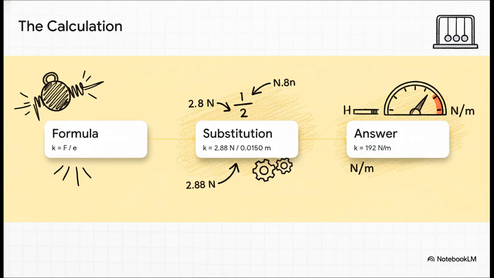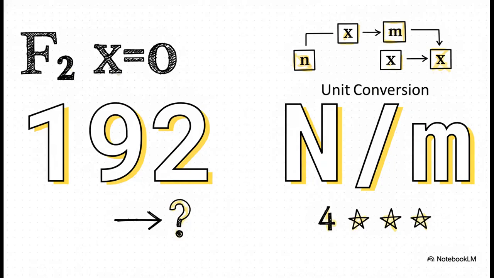All right, now it's just a matter of plugging the numbers into our rearranged formula. We slot in 2.88 newtons for the force, and our freshly converted extension, 0.0150 meters, for E. You can see exactly how it looks on screen. And when you punch that into a calculator, it gives us our final answer, 192. And don't forget the units, newtons per meter. So by showing your formula, the unit conversion, your substitution, and the final answer, you've just locked down all 4 marks.